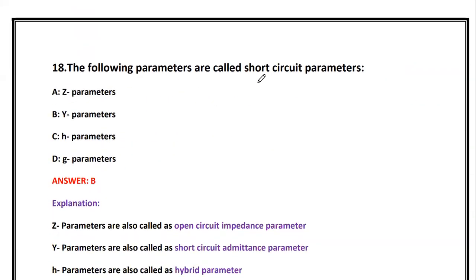The following parameters are also called short circuit parameter. Which parameter? Here is Y, H, Z parameter. So which parameters are called short circuit parameter? The Y parameter is called a short circuit parameter. Okay, why it is called a short circuit parameter: while calculating Y11, Y12, Y21, Y22, we have to short circuit either the input port or output port. That's why the admittance parameter, Y parameter, Y means admittance, Z means impedance, is otherwise called a short circuit parameter.